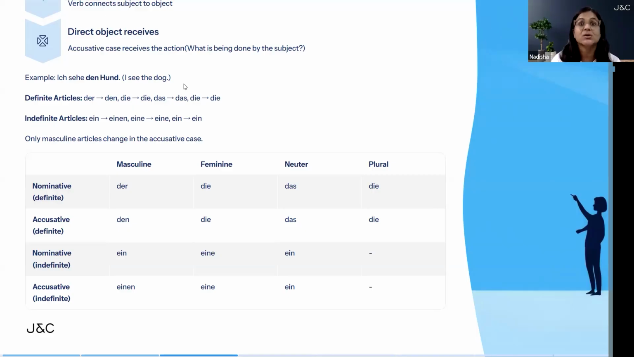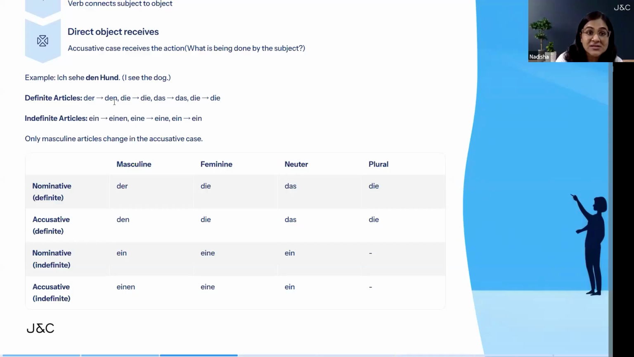Ich. So ich is the "who" condition, that is nominative. And what is the doer doing? So he's seeing the dog. So dog here is the direct object. It's the accusative case here. Okay. The definite article in accusative is den, die, das, die.